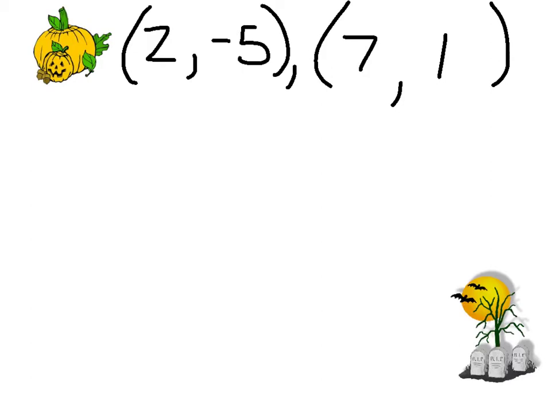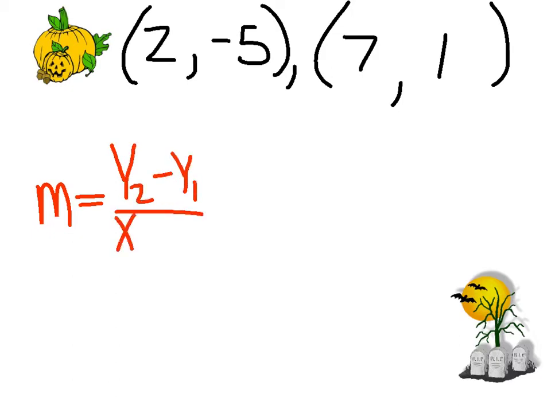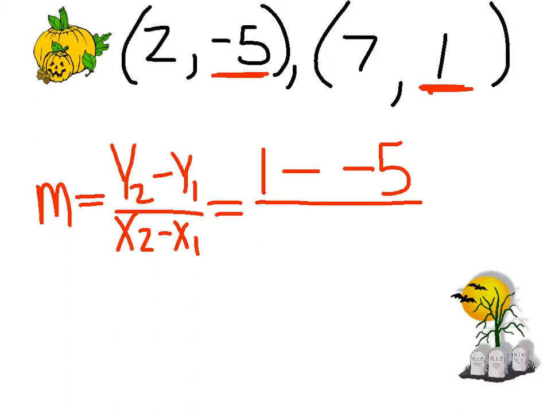Alright, for example, problem number 5. This time we're going to work out our equation completely. So we have m is equal to y2 minus y1 over x2 minus x1. We plug in our numbers. Our y2 is 1 minus our y1, which is -5. We put that over our x2 minus x1. Our x2 is 7 and our x1 is 2. So 7 minus 2. So our final answer is going to be 1 minus negative 5.